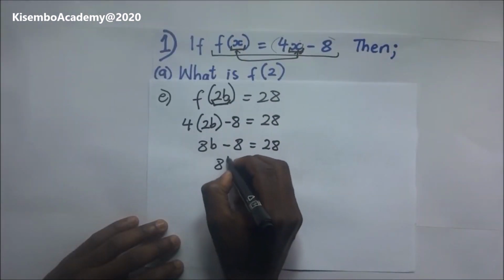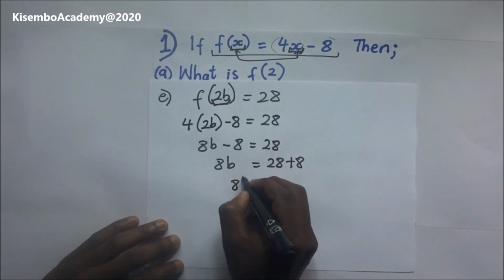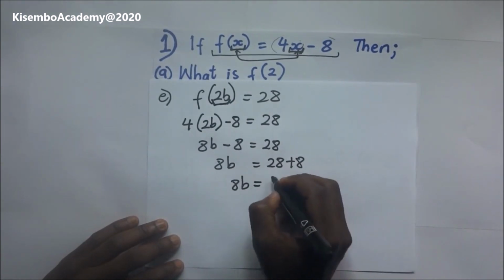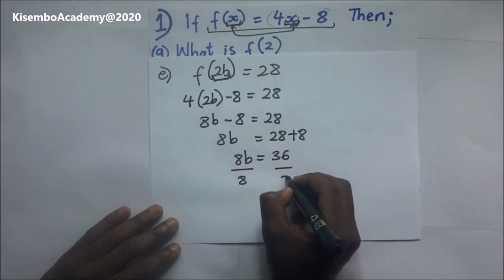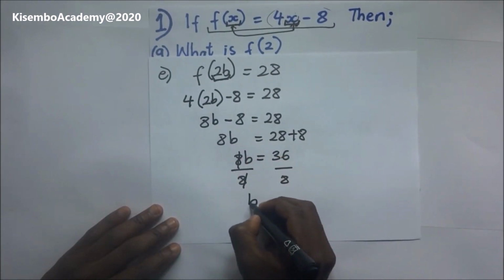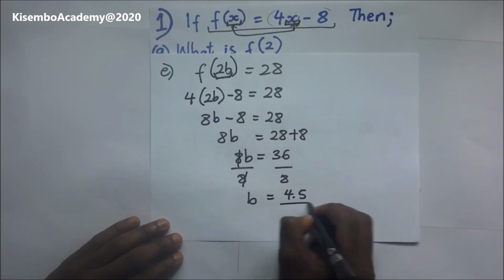And so this, our 8b becomes 28 plus 8. 8b is equal to 36. When I divide both sides by 8, I shall end up with my value of b as 4.5.